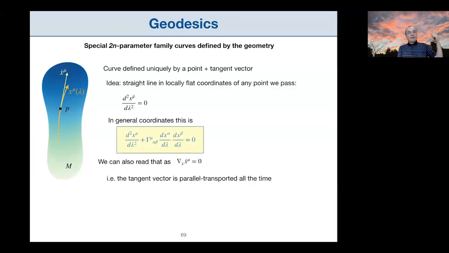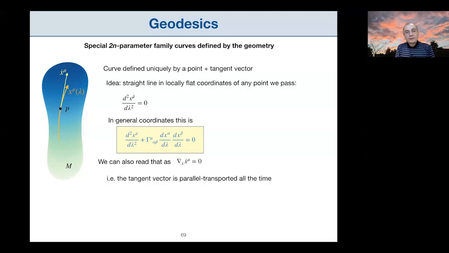But we typically don't use locally flat coordinates at each point. You rather fix a coordinate system over a large part of the manifold. And in that case, this formula right here is equivalent to this one over here. So the second derivative of x^μ with respect to the affine parameter is equal to minus gamma, and this gamma is then contracted with the tangent vector twice. This is supposed to be zero. This is, again, a very important formula we will need to know by heart. This is the formula for the geodesic, for a preferred curve given by a given geometry.